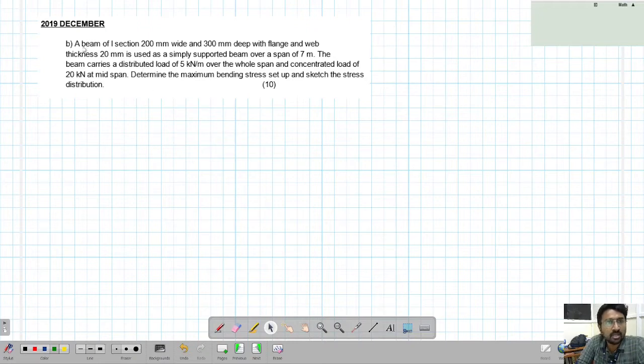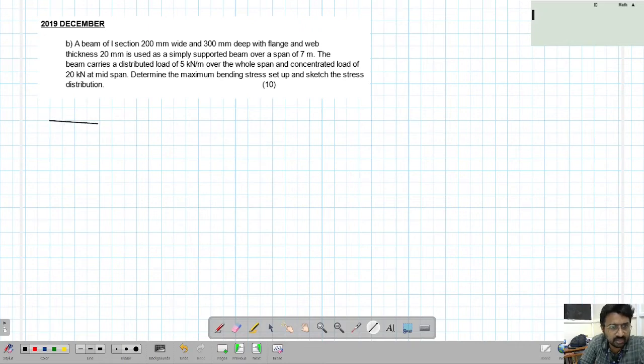Okay. Now the question is, a beam of I section 200 mm wide, 300 mm deep with flange and web thickness 20 mm is used as simply supported beam over a span of 7 meters. The beam carries a distributed load of 5 kN/m over the whole span and a concentrated load of 20 kN at the midspan. Determine the maximum bending stress and sketch the stress distribution. Okay, right. So what it's given is it's an I section.